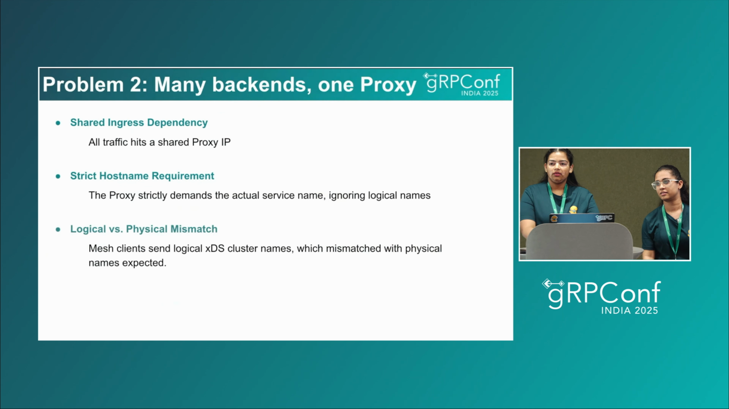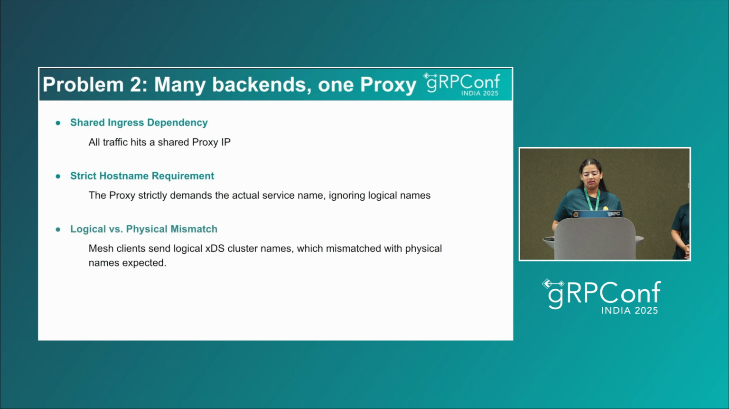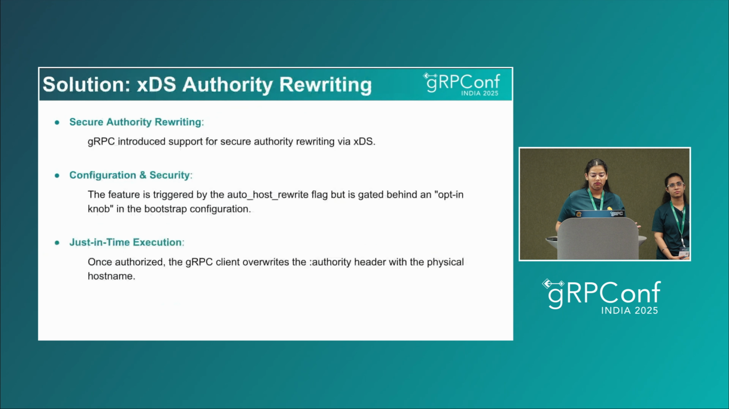Now let me continue with the second major problem while integrating CSM with Cloud Run, that is routing traffic to multiple backends through a single shared ingress proxy. All clients must target the same shared ingress proxy in the serverless ingress layer. However, the Cloud Run proxy strictly demands the physical service name for successful routing. As a result, mesh clients end up sending the logical XDS cluster name that the proxy cannot resolve.